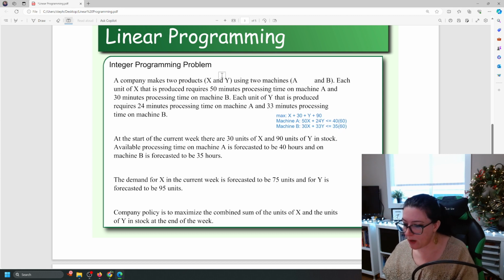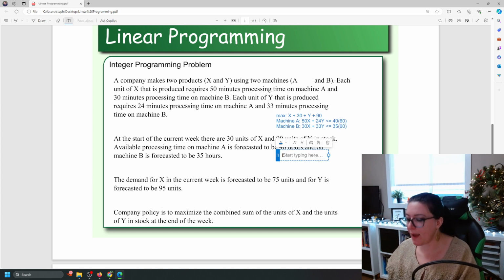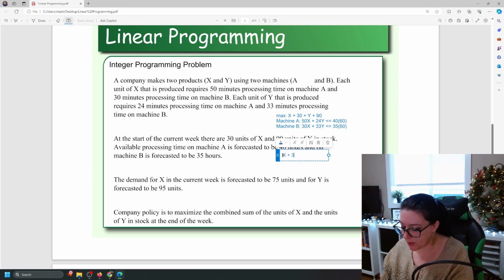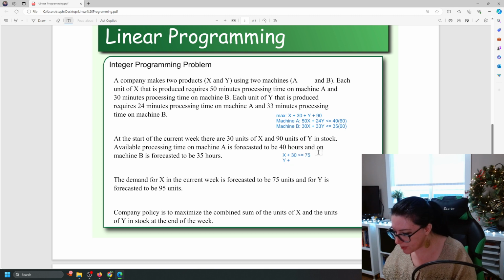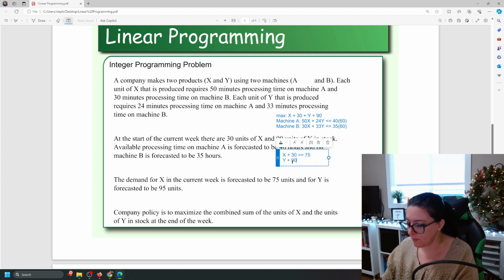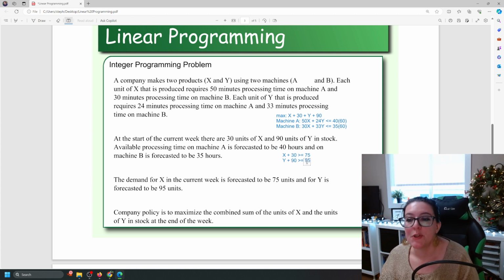Okay. All right, then the other constraint is that we have to have enough to meet demand. So we have X plus 30 must be greater than or equal to 75. And Y plus however much we already have on hand, which is 90, must be greater than or equal to 95. Okay, so we have our constraints here. Notice some are less than, some are greater than. We want to maximize our total units.